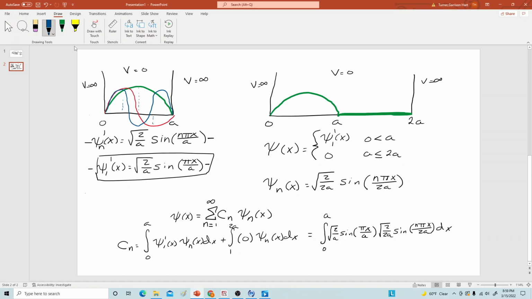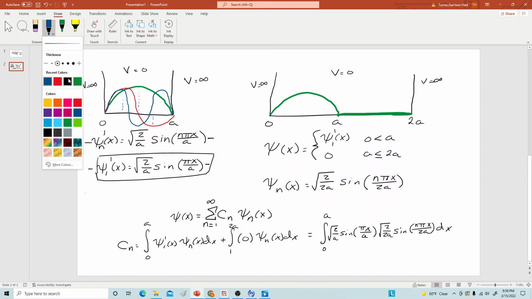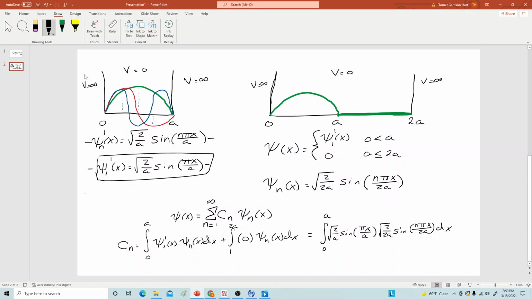So if the well expands to twice its original width, like this, then what's going to happen is the particle is going to have its original wave function from 0 to a, just as it did in the previous part, but then from a to 2a, it'll have a value of 0. So this is the new wave function in the expanded well.